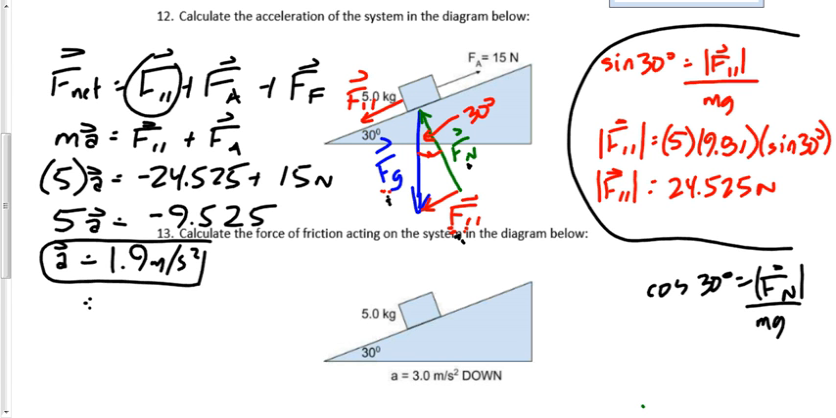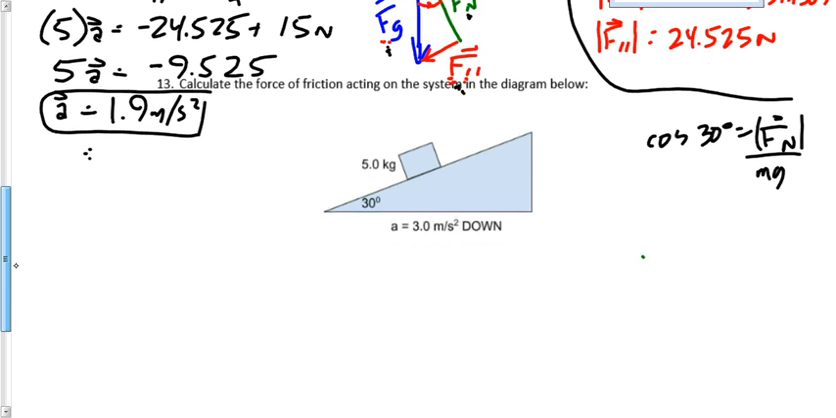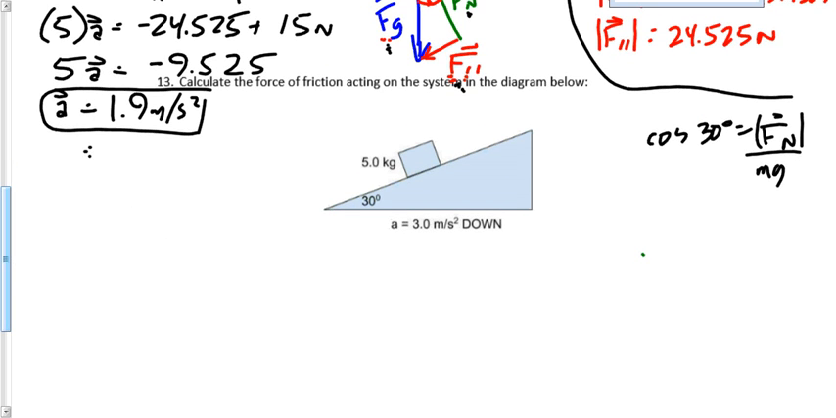Okay, let's take a look at the last one here. Number 13. It says calculate the force of friction acting on the system in the diagram below. It's almost like we're going back to an easier question, right? Only one force acting, F parallel. Or is there another force? Yes, there's friction, right?